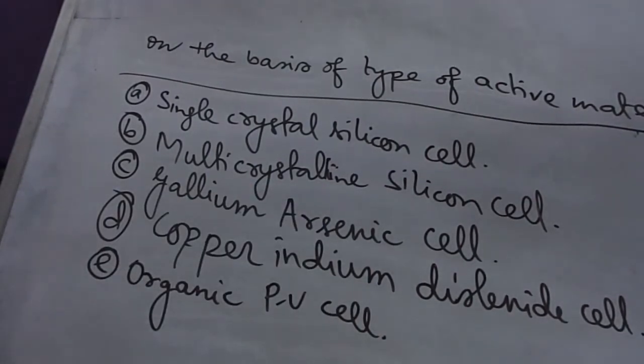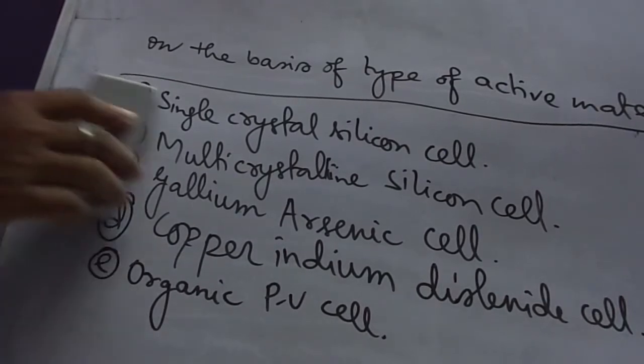Organic PV cell. At present, only single crystal, multicrystalline and to some extent thin film cells are being produced commercially. Single crystal silicon solar cell.